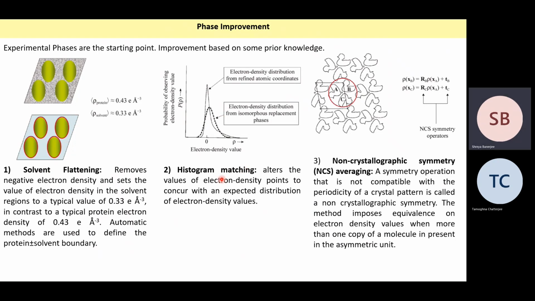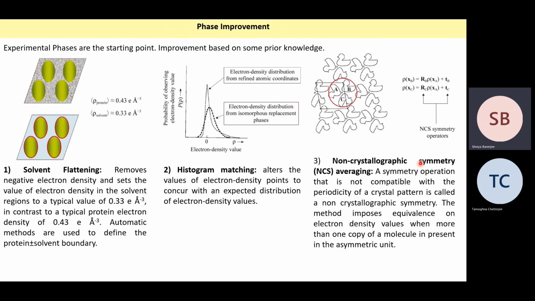The second method is the histogram matching. From isomorphous replacement, you get an idea about the electron density in the crystal. You can match this electron density pattern to refine it and get a more precise definition of the atomic coordinates.